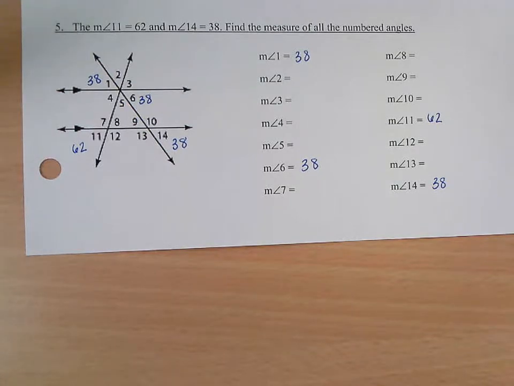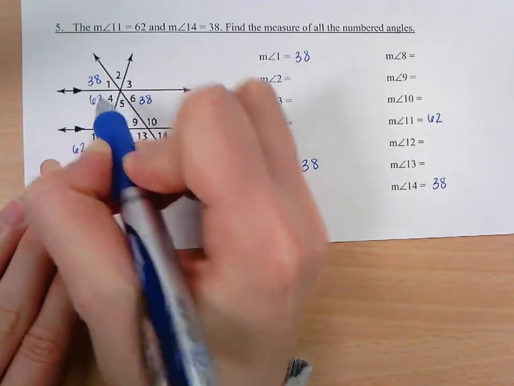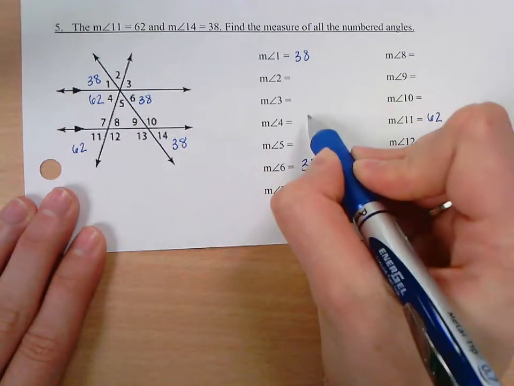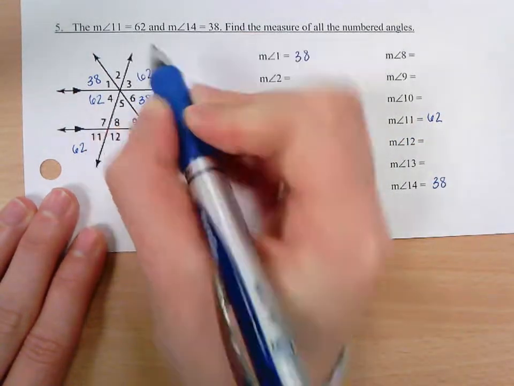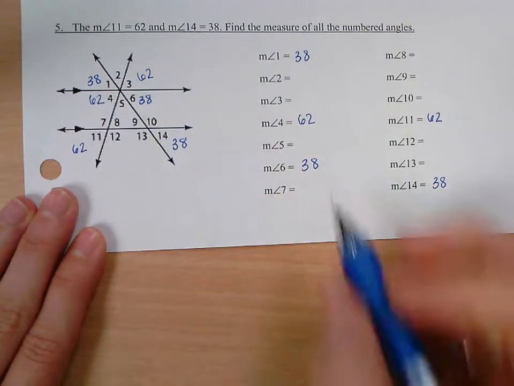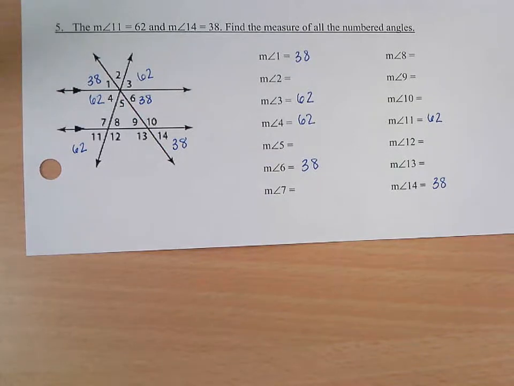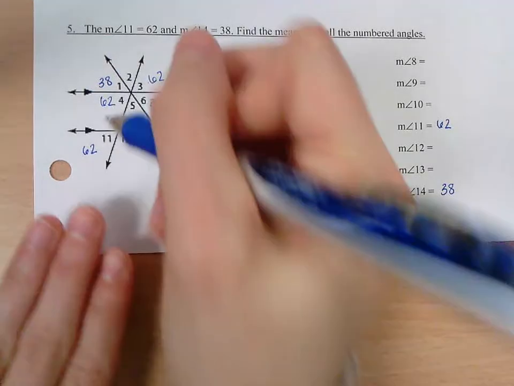All right, and then Gabe, you said some of these were 62. Which ones did you say were 62? 4 and 3. So 4 is 62 because it's the same relationship as 6 and 14, corresponding angles. And then 4 and 3 are just like 1 and 6, they're vertical. So 3 is also 62. All right, what else do we know? Alexia? Why?